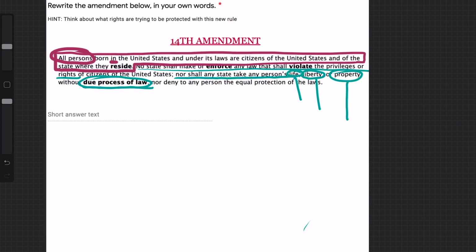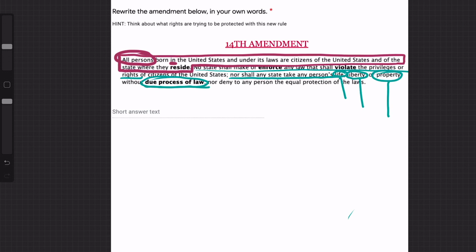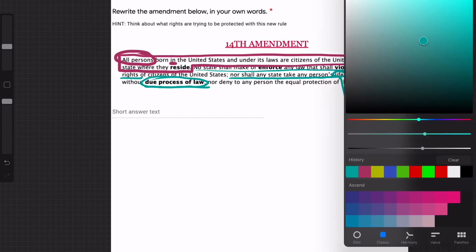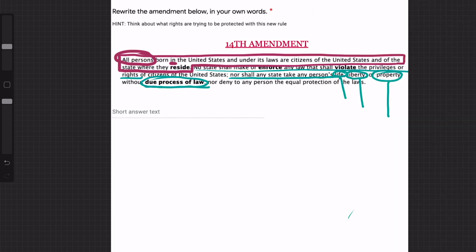All right, so let's take what I highlighted in the burgundy red and what I highlighted in the turquoise blue and put them together into my own words. Okay, so just like the last one, I have a little hint at the top. It says, think about what rights are trying to be protected. Well, my rights as a citizen are trying to be protected. So I'm going to put maybe, okay, this is the 14th Amendment.